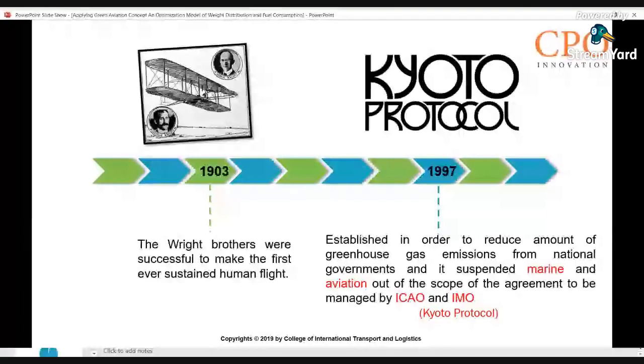Then in 1997, the Kyoto Protocol was established in order to reduce the amount of greenhouse gas emissions globally with cooperation of national governments and global entities, but it left the aviation sector to be managed by the International Civil Aviation Organization, the ICAO.